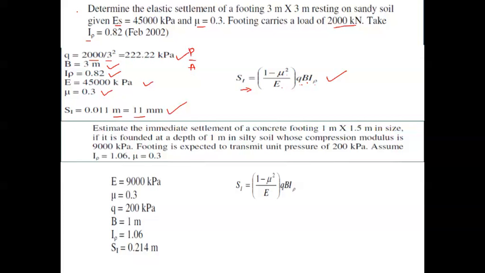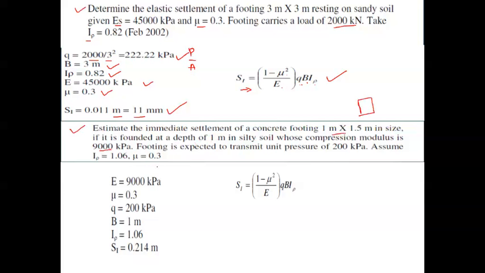So coming to the next one, numerical problem number 2. Estimate the immediate settlement of a concrete footing 1 meter by 1.5 meter in size, which is a rectangular footing. If it is founded at a depth of 1 meter, the depth is also mentioned here, but in this particular formula, nowhere is the depth considered. Silty soil whose compression modulus is given as 9000 kPa, which is nothing but modulus of elasticity. Another name is compression modulus.